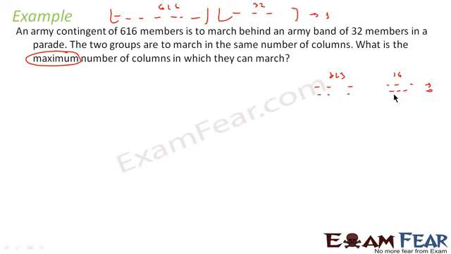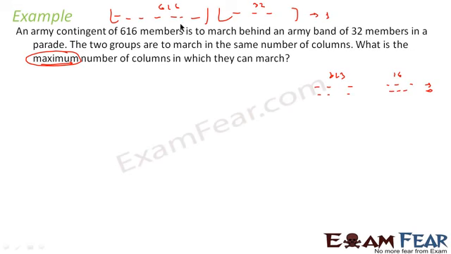So here we have to find the maximum common factor between these two. The maximum common factor is the factor in which we can ask the army to march, and that will be the maximum number of columns, because the question asks for the maximum number of columns. Try to understand the question. The question says there are 616 army people, they are marching behind a 32 member team, and they want to make sure that the maximum number of columns is there.